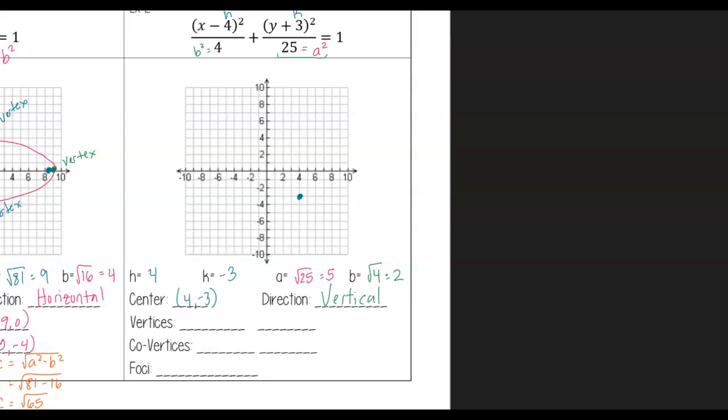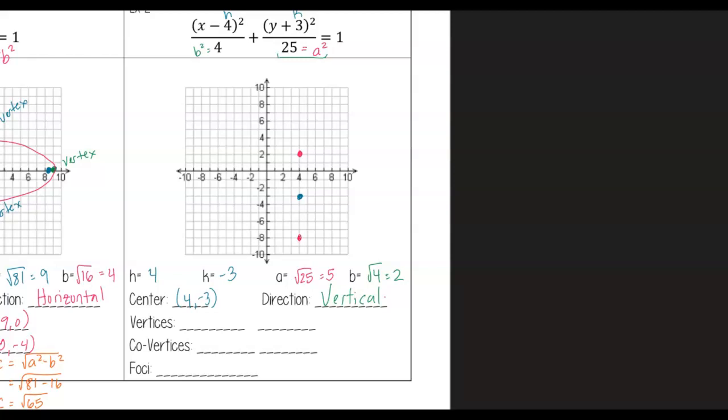So we now have everything we need to graph this. We already graphed our center. We know it's a vertical ellipse. What that means is I'm going to take my A value, and instead of counting left and right like I did previously, I'm going to count up and down because that A value determines the major axis, which is vertical. So from my center, count up 5: 1, 2, 3, 4, 5. And down 5: 1, 2, 3, 4, 5.